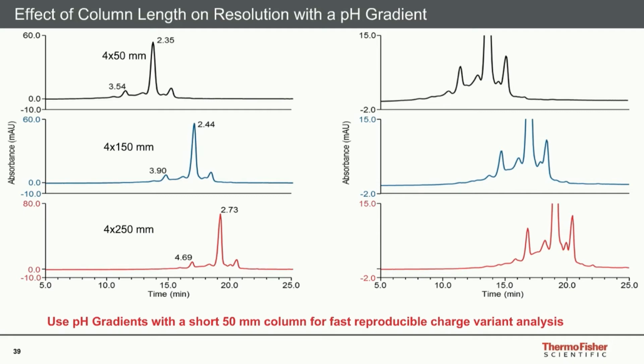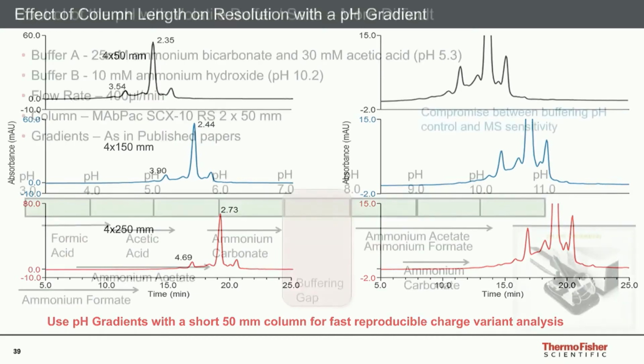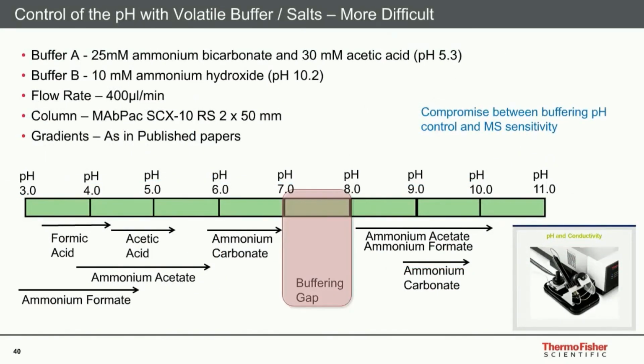Now, talking a little bit more about the pHs and the pH range. When we look at volatile salts, because what we were aiming to use and develop is a method that uses a pH gradient based on volatile buffers and salts that are MS compatible. But when you look at all the salts that are available, all the volatiles, there is a potential issue. But it can be overcome, and I'll show you that on the next slide.